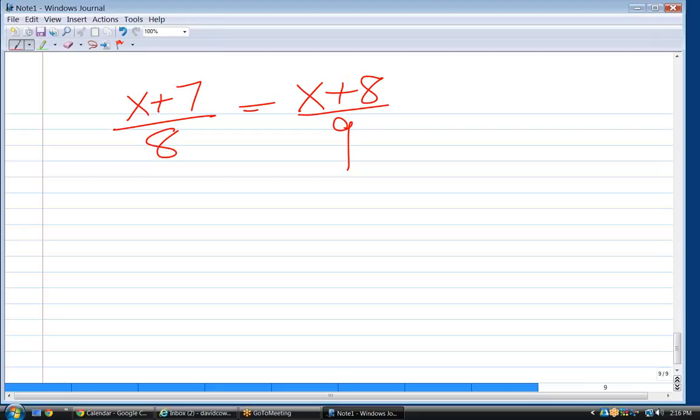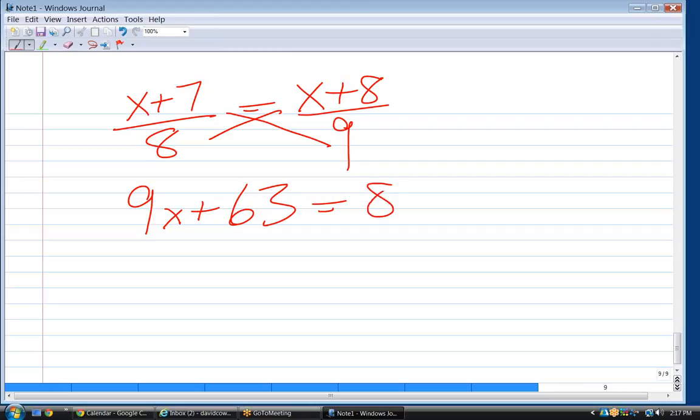Because you get huge numbers. Well, it's just that I can get rid of both denominators rather quickly by cross-multiplying. Let's multiply that by that and multiply that by that in one step. What do we have? We have 9x plus 63 and 8x plus 64.